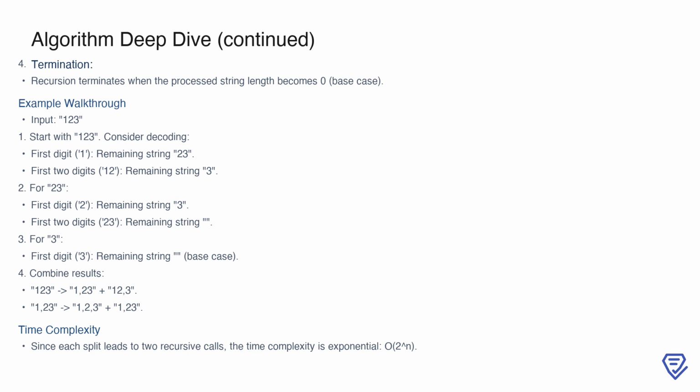However, this recursive approach has a downside. With each split leading to two recursive calls, the time complexity becomes exponential, specifically O(2^n), which can be inefficient for larger strings.